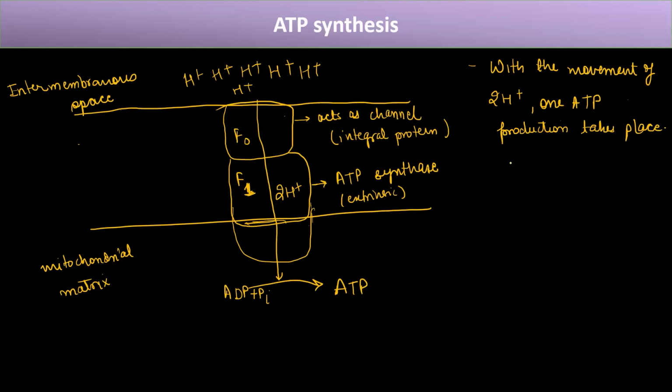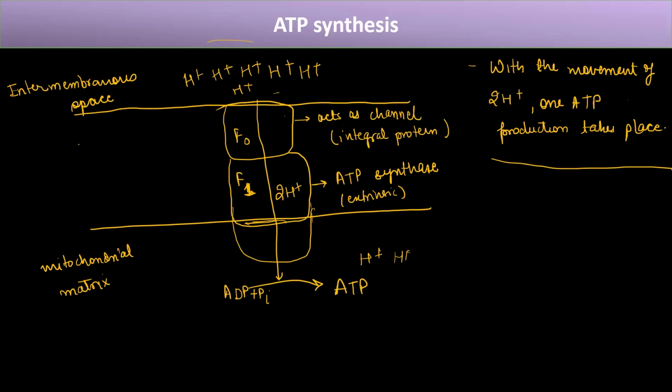This point is important. Now let's go back to our NADH and FADH2. So this is how ATP production is taking place. Simply, once this hydrogen ion gets accumulated in the intermembrane space, they start coming back to the mitochondrial matrix. And when they come back, they cause conformational changes in this ATP synthase or F1 particle that lead to the formation of ATP. So with two hydrogen ion movement, one ATP production is taking place.